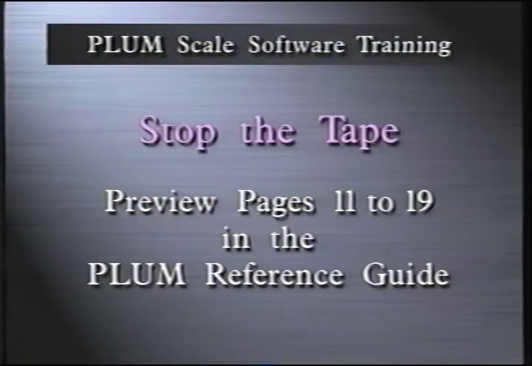You're finished with the ISP and can continue with the rest of your file maintenance duties, which includes delayed data maintenance. Stop the tape and look at the Plum reference guide, browsing through the section on price changes, pages 11 through 19. When you finish previewing the section, start the tape and I'll walk you through the process.